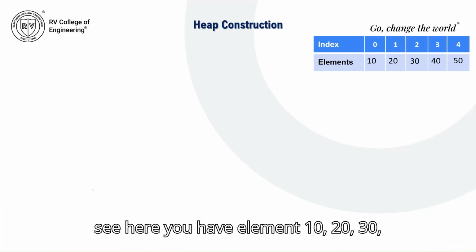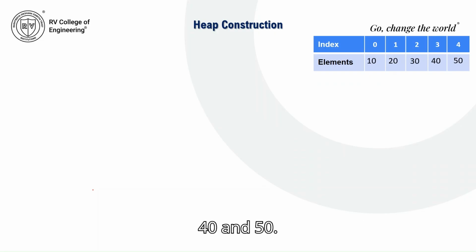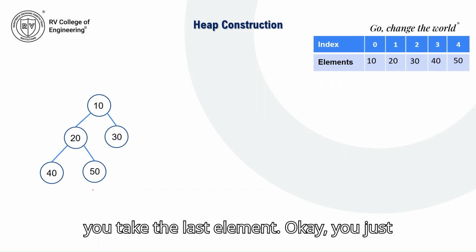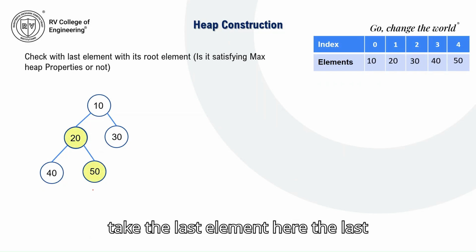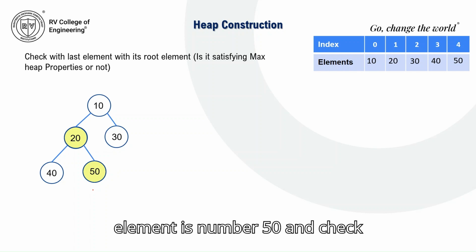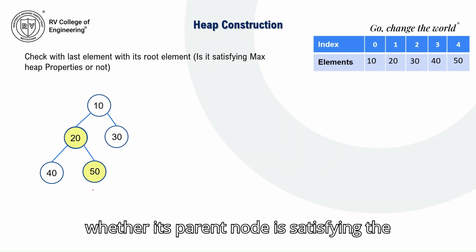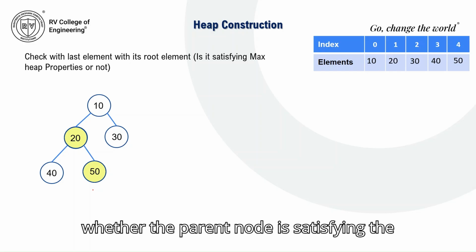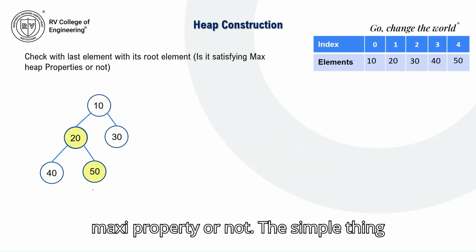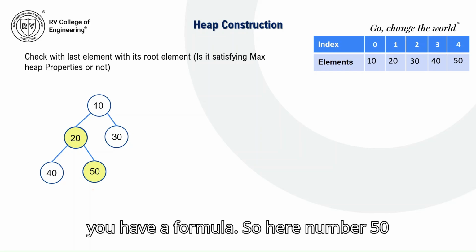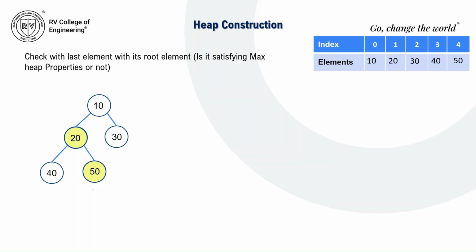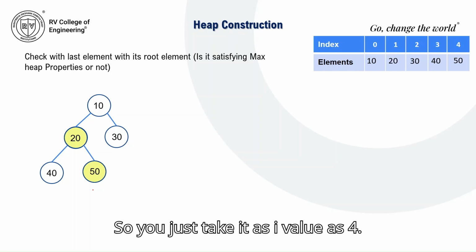Let's see, here you have elements 10, 20, 30, 40, and 50. First, what you should do is always take the last element. Here, the last element is number 50, and check whether its parent node is satisfying the max heap property or not. How do we check that? There is a formula. Number 50 is stored at index 4, which is the ith position, so you take the value of i as 4.